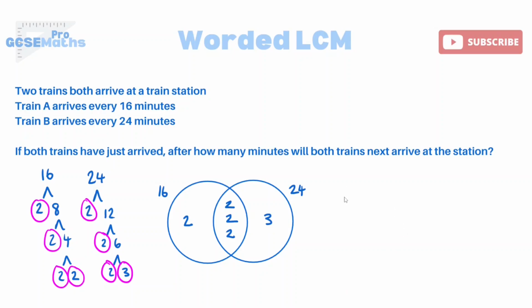To find the lowest common multiple, I need to multiply together everything in the Venn diagrams. So the lowest common multiple in this case would be 2 times 2 times 2 times another 2 times 3, which gives me 48. So what we're saying is that in this context, after 48 minutes, both trains will arrive at the train station. Now they've said after how many minutes will both trains arrive, so that is just the answer, after 48 minutes. So that is it, exactly the same method as normal lowest common multiple, but just in a different context.